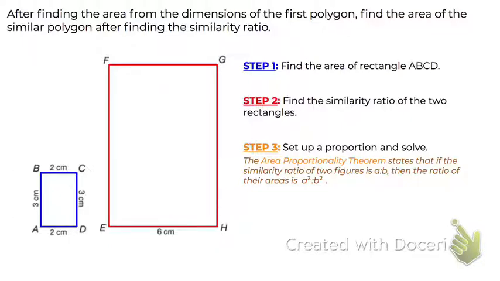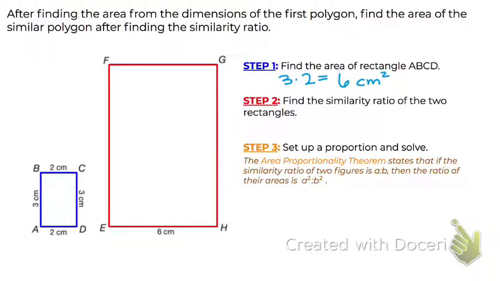So for that smaller, it's a rectangle. The smaller rectangle has a length of 3, a width of 2. The area of a rectangle is length times width. So the area of this rectangle is 6 centimeters squared.